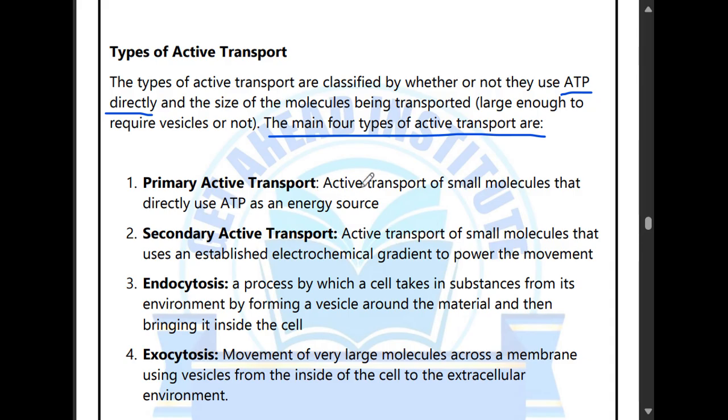When it comes to primary active transport, you'll find that this one moves ions across a cell membrane, and it creates a difference in charge across that membrane. So you'll find that primary active transport tends to use ATP directly. That is primary active transport. It uses ATP directly.